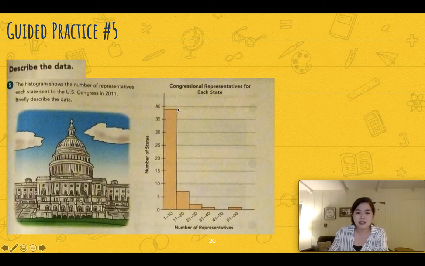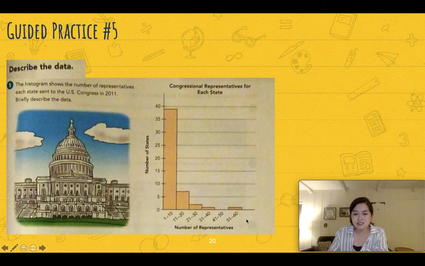Also, is the data right skewed or left skewed? It looks like it's right skewed because a lot of the data falls to the right side of the most frequent number of states here. So it looks like it's right skewed because there's a tail on the right. And then our range is 60 minus 1, so that's 59 representatives.